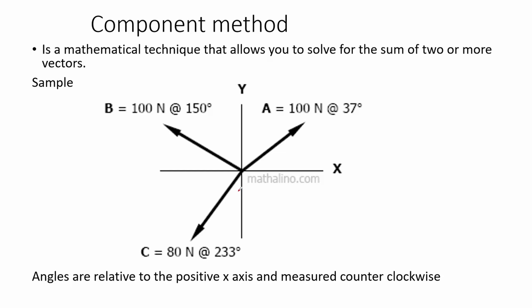Let's say we have three vectors and we are asked to determine the sum of these vectors. So, we have three vectors A, B, and C with their corresponding magnitude and direction.